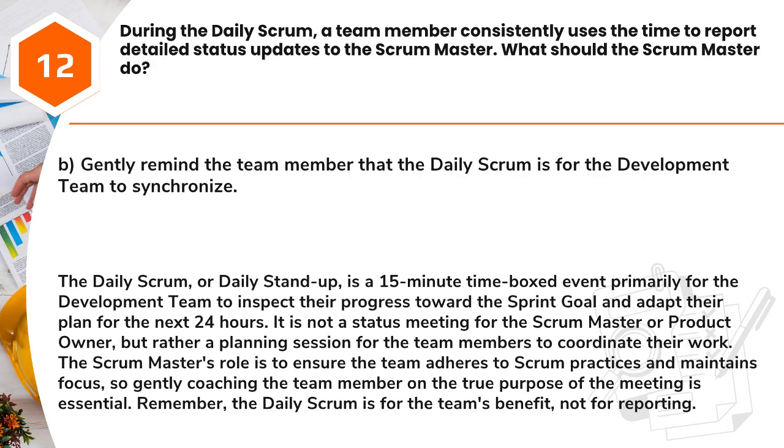Answer: B. Gently remind the team member that the daily Scrum is for the development team to synchronize. The daily Scrum, or daily stand-up, is a 15-minute time-boxed event primarily for the development team to inspect their progress toward the sprint goal and adapt their plan for the next 24 hours. It is not a status meeting for the Scrum Master or product owner, but rather a planning session for the team members to coordinate their work.